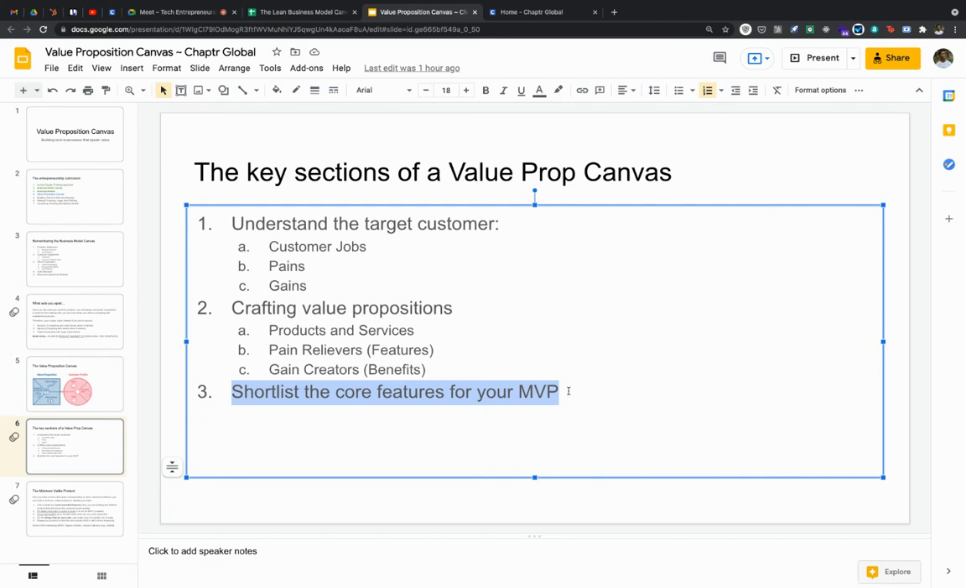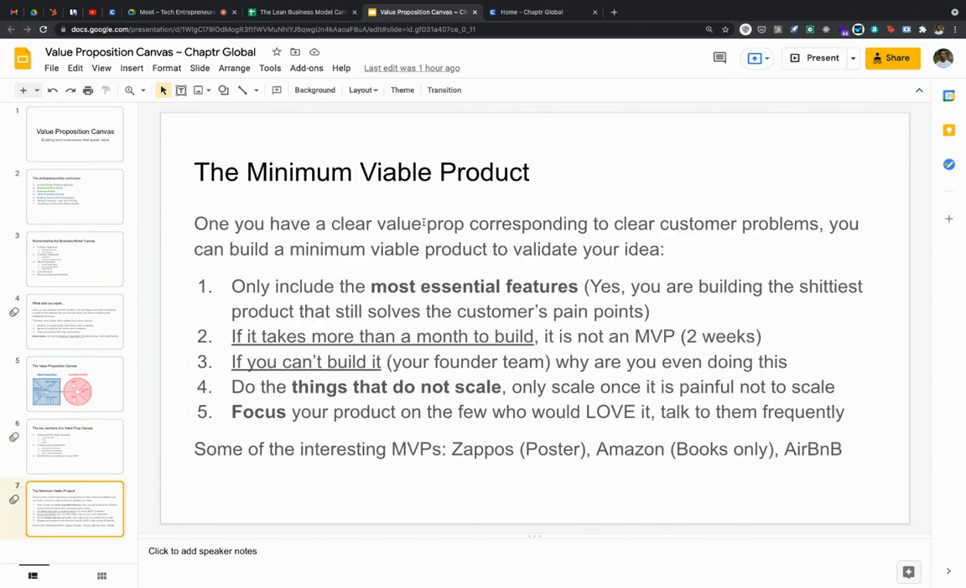But no matter how bad the iteration is, no matter how badly designed it is, you want it to solve the key pains, and at the same time, you want it to solve the key customer jobs. And that's the main goal of an MVP, of a value prop. It's able to articulate what are the first things that need to go into your minimum viable product. Okay, so my final chart here will be on the MVP, right?